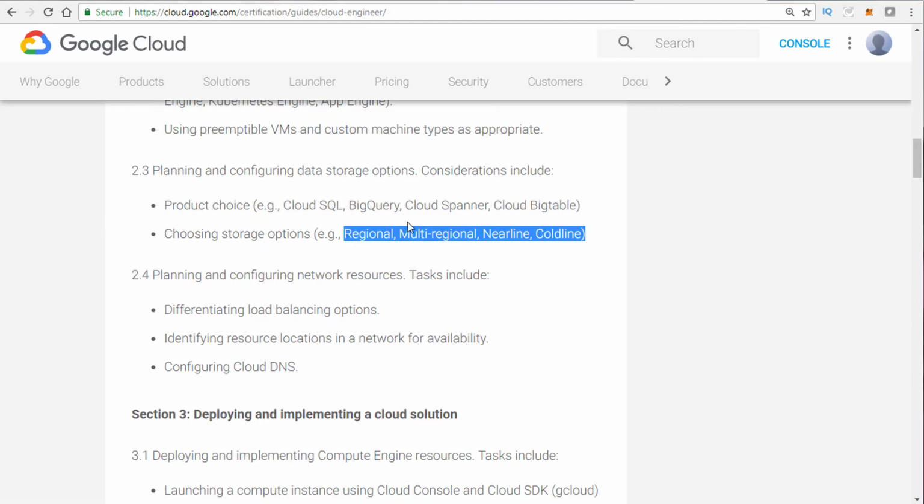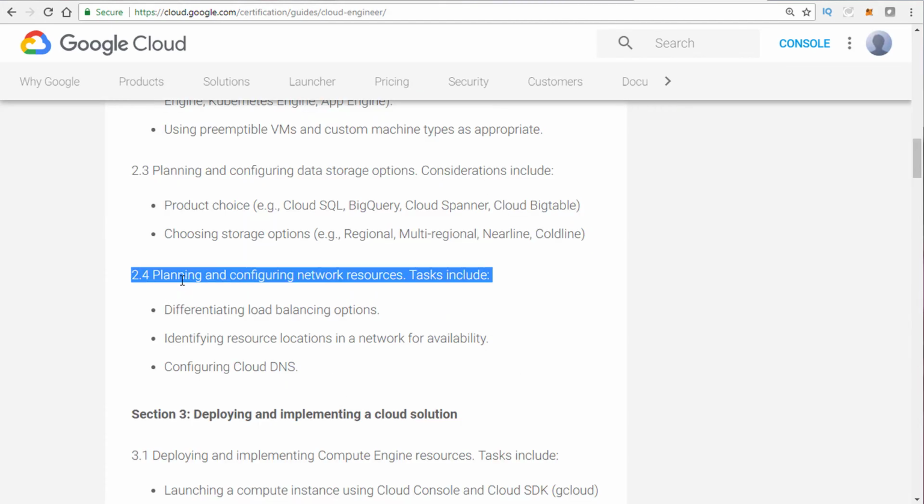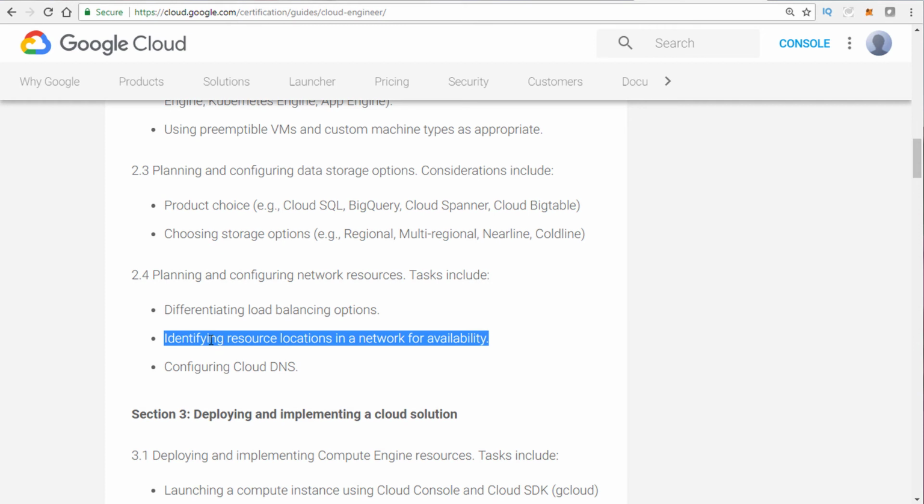Okay, let's go back to the objectives. Now it says network resources. Once again, make sure you know load balancing, know why you want to use HTTP load balancing versus network load balancing. Make sure you know resources, right? Making sure you have the right resources for the right situation. Maybe you need to use content delivery. Maybe you need to set up peering. Maybe you need to look at other network options.